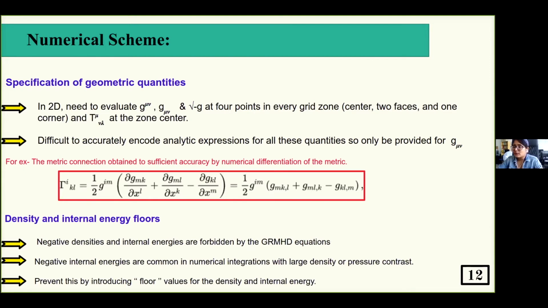Another thing is about negative densities and internal energies, which are forbidden by the GRMHD equations, but numerically nothing prevents their appearance. In fact, negative internal energies are quite common in numerical integration with large density or pressure contrast. So following the common practice, HARM prevents this by introducing floor values for density and internal energy. These floor values are enforced after the half step and the full step.